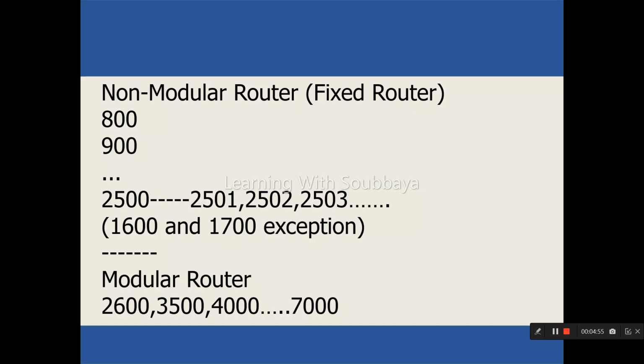We have different models available: 800, 900, 2500, and 1600 series, lots of models. Up to 2500 series model is called a non-modular router, or fixed router. After 2500 series, that is 2600 series router, is your modular router.